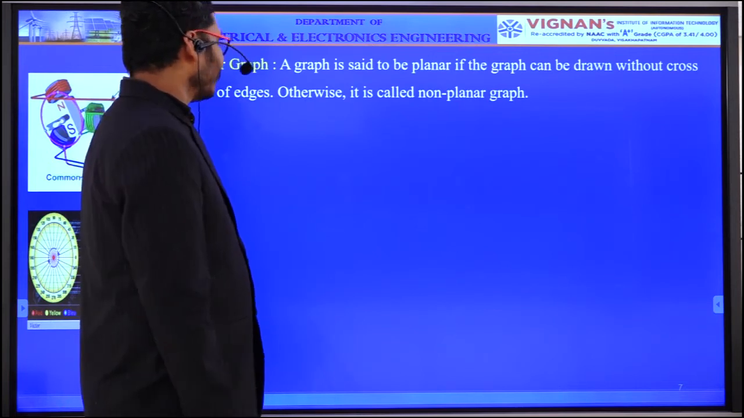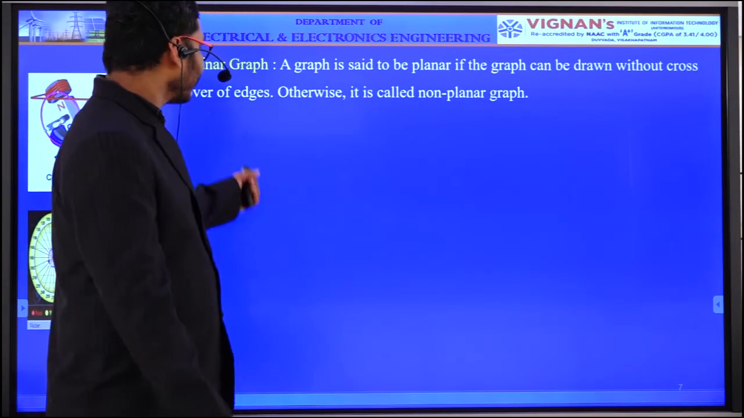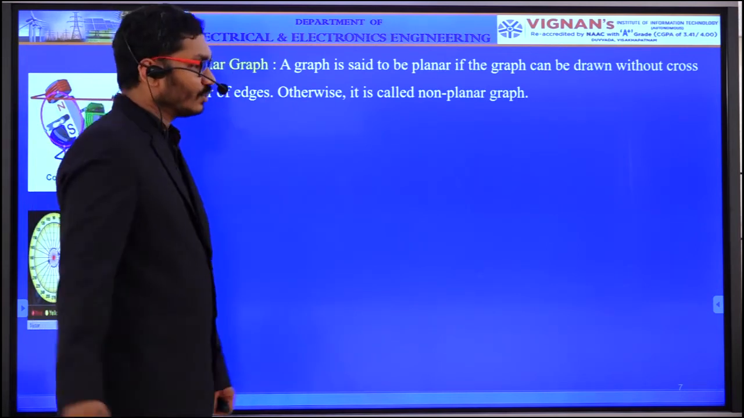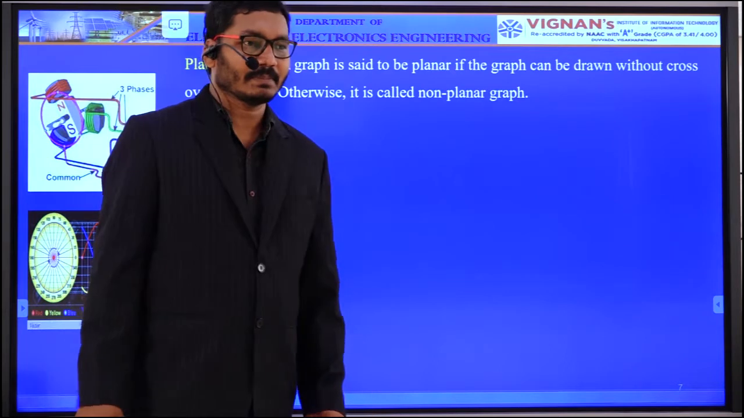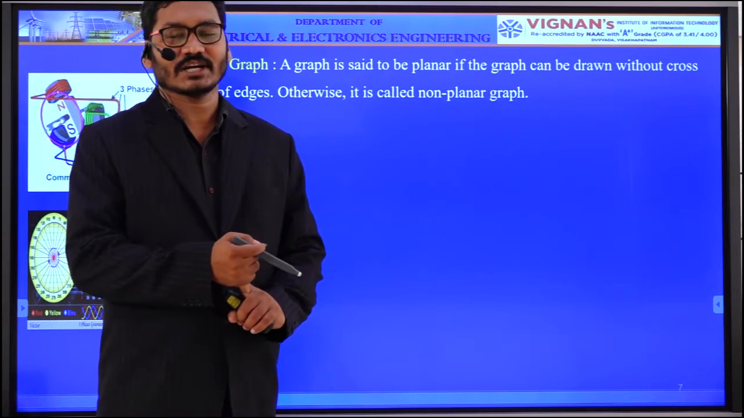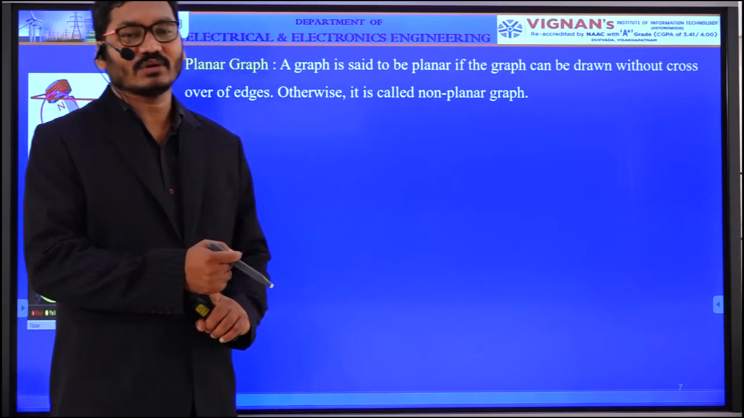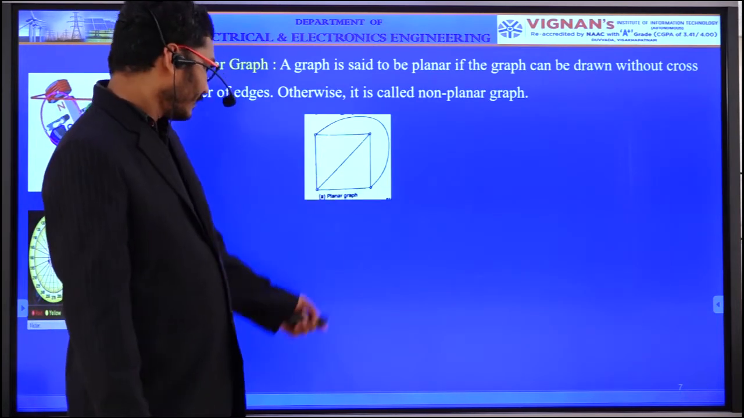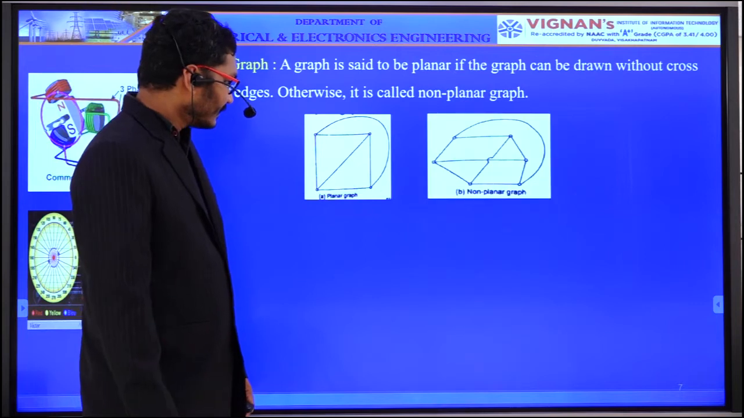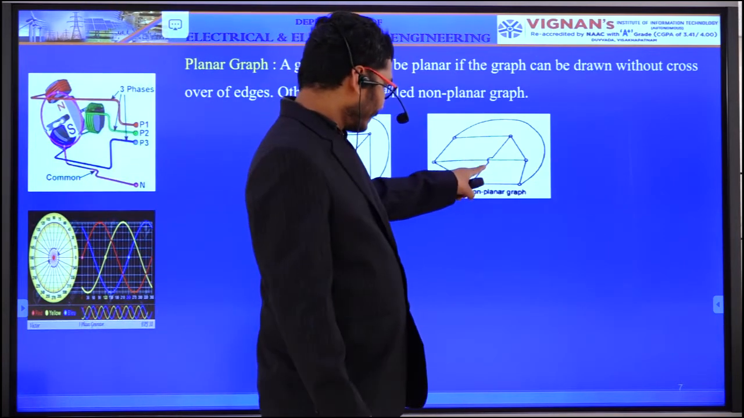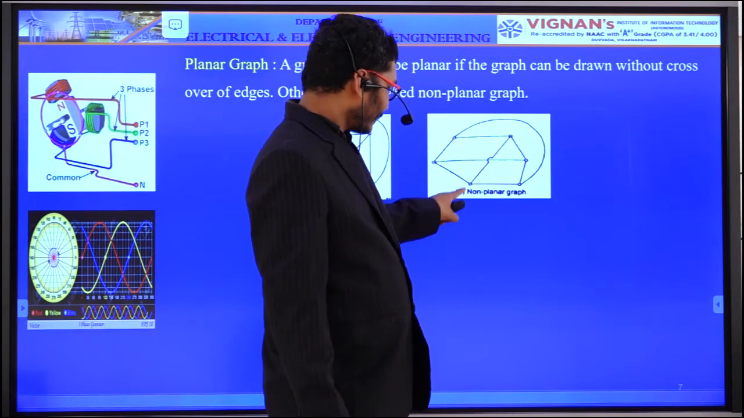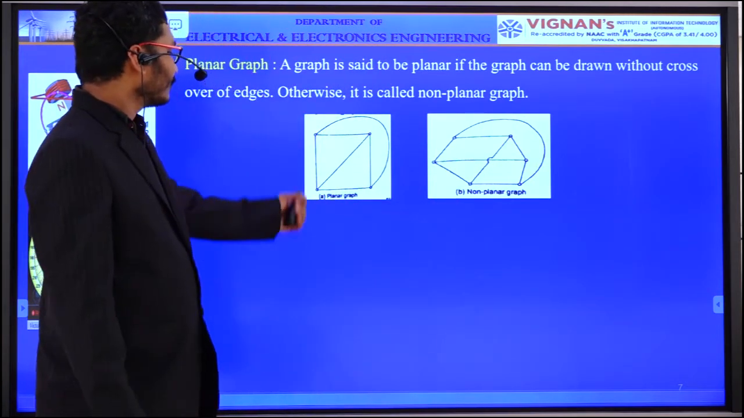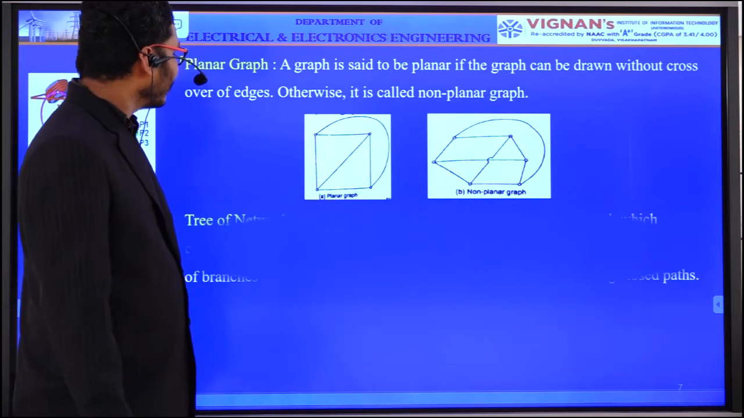Okay, edges means branches. Remember, edges means branches, nodes means vertices. There should not be crossovers from branch to branch, then only we'll call it a planar graph, otherwise we'll call it a non-planar graph. Suppose this is the planar graph, and this is a non-planar graph, because as I already told, there is a crossover. So these networks we will call planar graphs.